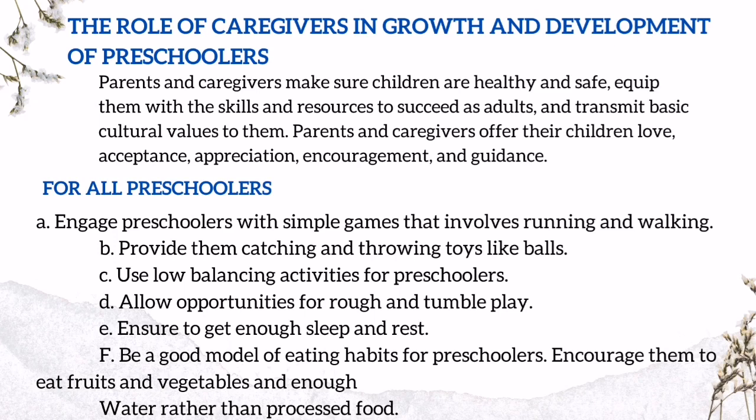For all preschoolers, letter A, engage preschoolers with simple games that involve running and walking. Letter B, provide them catching and throwing toys like balls. Letter C, use low balancing activities for preschoolers. Letter D, allow opportunities for rough and tumble play. Letter E, ensure they get enough sleep and rest. Letter F, be a good model of eating habits for preschoolers, like encouraging them to eat fruits and veggies and drink enough water rather than eat processed food.